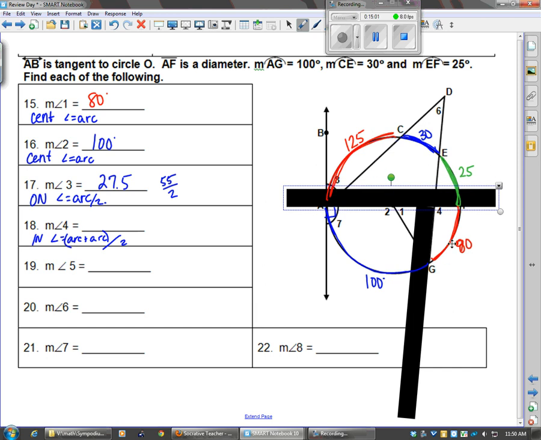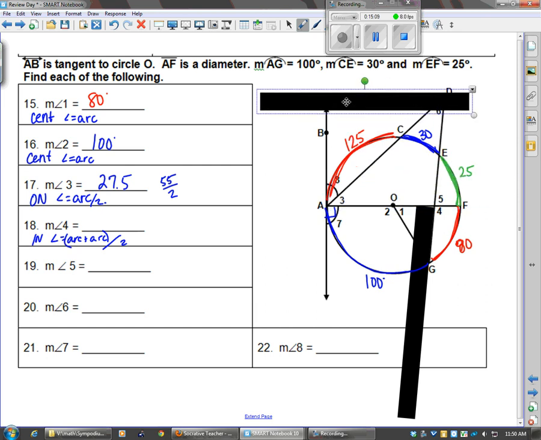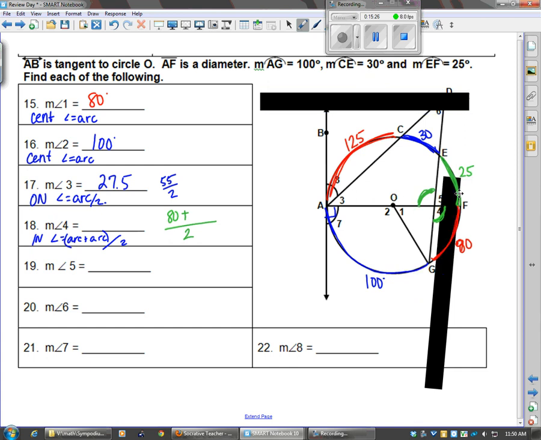Okay, so here's angle 4. Right here you can see that 80 is one of the intercepted arcs. Okay, well, where do we get the other intercepted arc? You have to go with the vertical angle to 4. So let's start this out over here. The angle is going to be 80 plus something divided by 2. So let's go figure out what that something is. I need the vertical angle to 4. I've got to find its arc.